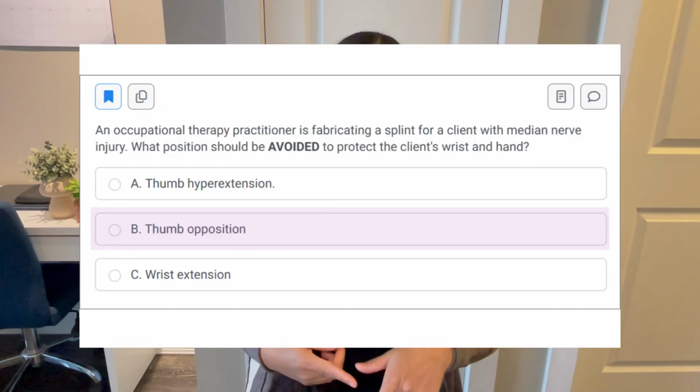Next, we have option B, which is thumb opposition. So if you recall what thumb opposition is, it is a flexion movement where you come across the palm. At least that's what I remember. So bear with me. That to me automatically screams no, because that is a flexion position, and carpal tunnel and median nerve injuries are not caused by flexion.